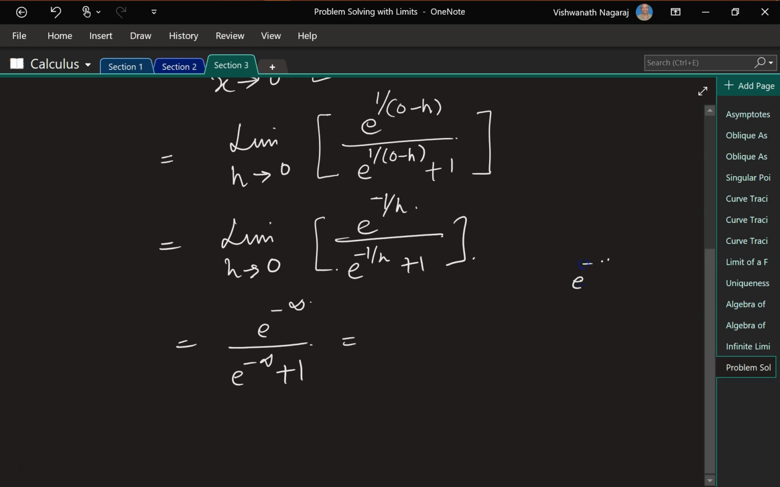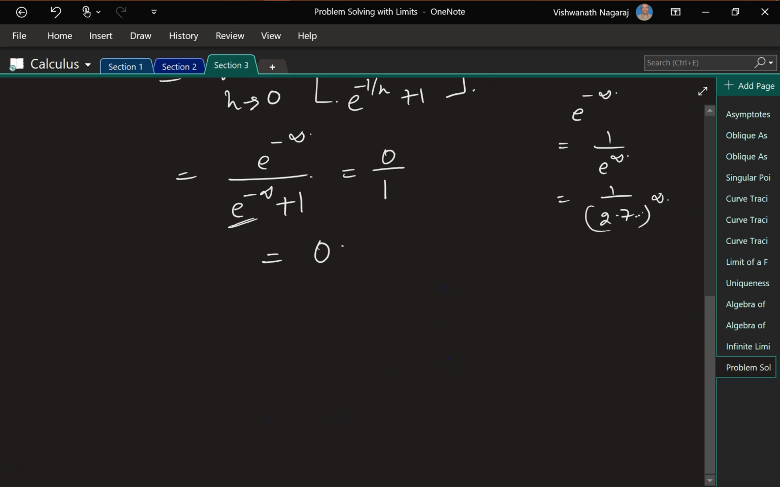So think of it like this. e to the power of minus infinity is nothing but 1 by e to the power of infinity, which is nothing but 2.7 dot dot dot to the power of infinity. The denominator will keep becoming larger and larger. So 1 by a large denominator would tend to 0. So 0 divided by, it is not 0, it is 1. Why? Because this becomes 0, but we still have that 1. So it becomes 0 divided by 1, which is equal to 0. So the left hand limit is 0.